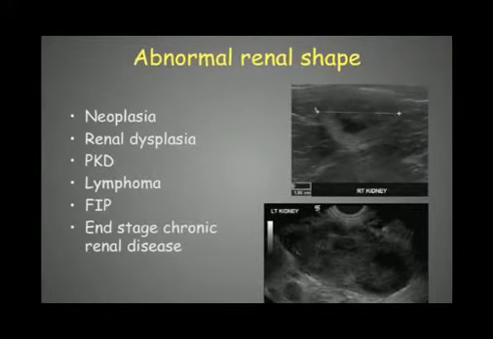The kidney can have an abnormal shape on ultrasound, and this can be due to different things. So we have neoplasia, renal dysplasia, so polycystic kidney disease, lymphoma, FIP, or end-stage renal disease. For example, here we have this case of end-stage renal disease where the kidney is a bit triangular instead of being ovoid. Or here in this case of neoplasia, we see that the kidney loses its normal ovoid shape and is deformed by this mass at this level. In case of PKD, it's a cyst that can become really large and really deform the capsule of the kidney.